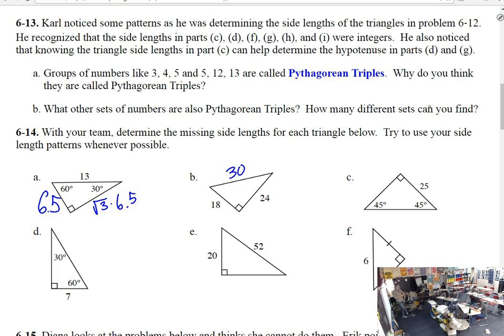C is what kind of right triangle? I haven't even started C. Well, then recognize it's the 45-45 dilation. So it makes it what kind of triangle? That's why it's special, but what kind of triangle? Isosceles, right? So it's an isosceles right triangle.